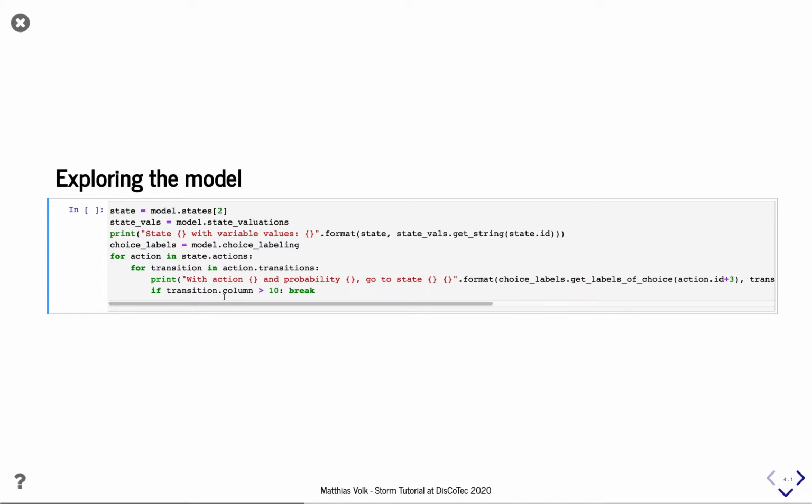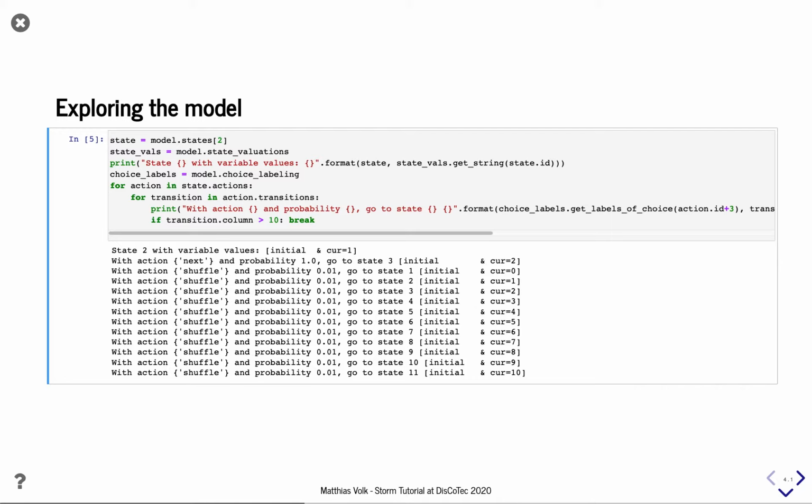So what we do now is we pick out the state number 2, in our case here, and then we print some general information about the state. For example, what kind of values do the variables have in the state. So for example, we can see here now in state 2, we have a variable initial, which indicates it has been initialized. And we see the variable current, which basically represents the current song, means we are currently at song number 1.